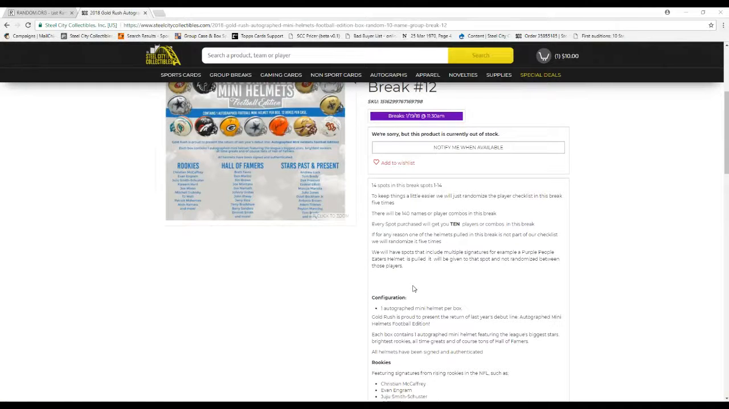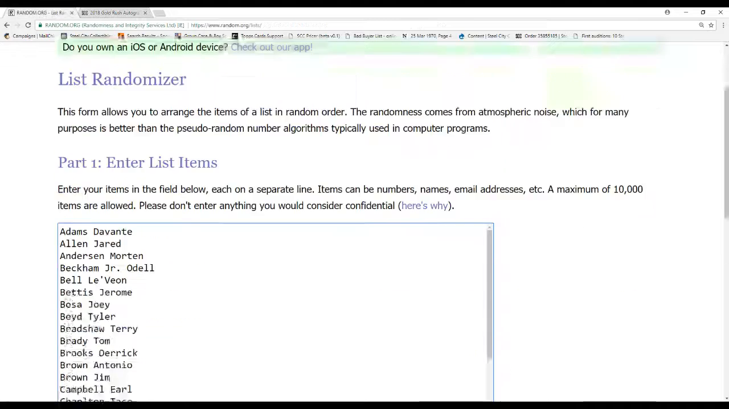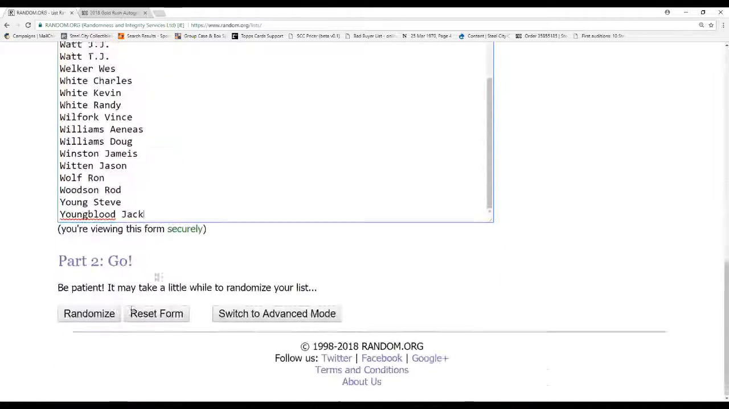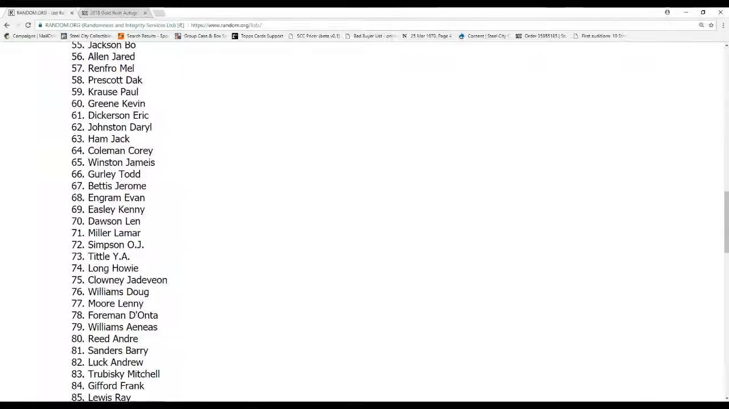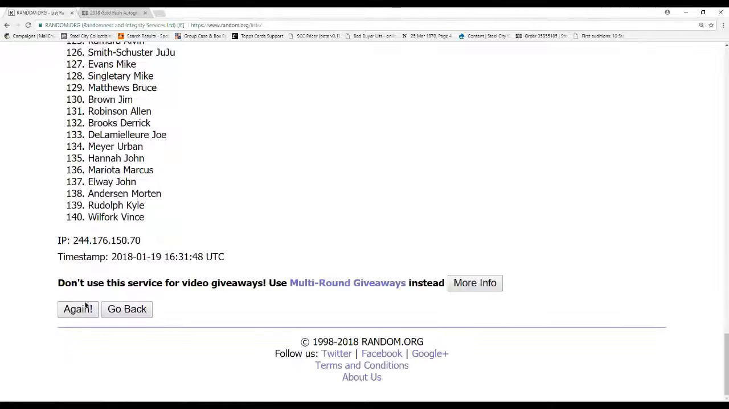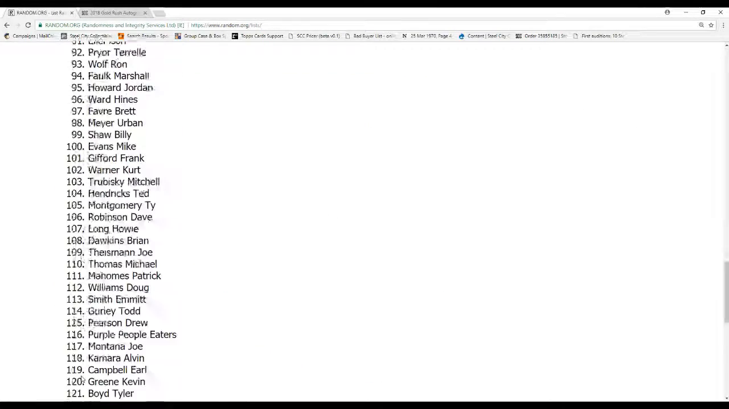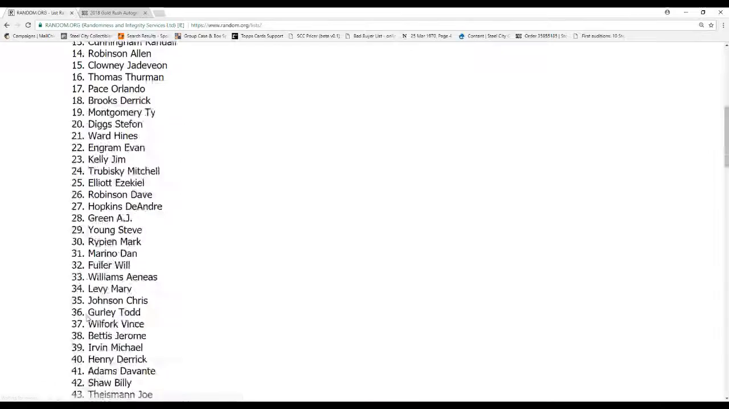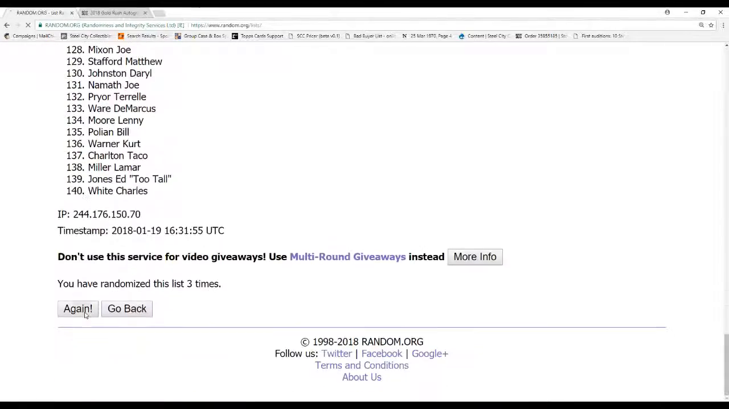If for any reason one of the helmets pulled is on part of our checklist, I'll randomize it 5 times. We're going to have spots that include multiple signatures, like a purple people eater's helmet. It'll be given to whoever has that spot, not randomized between those players. Here's our 140 names 5 times. Then I'll match up. I just took your names in the spots you got and multiplied it by 10. Let's see where this helmet is going.